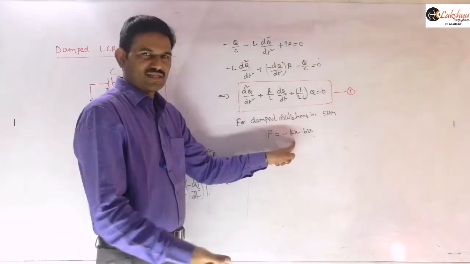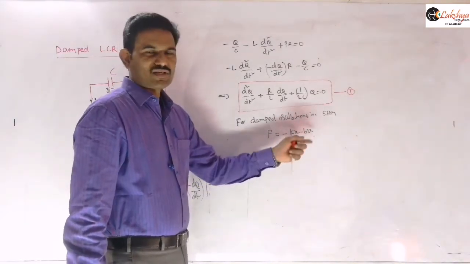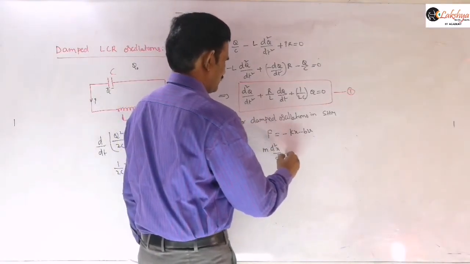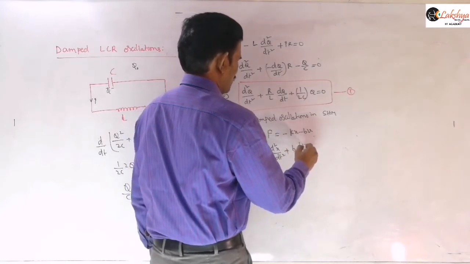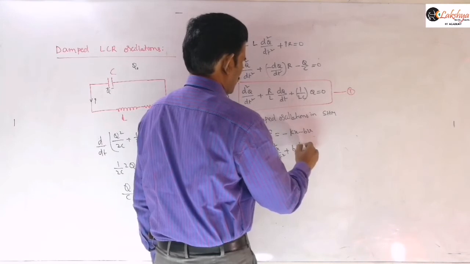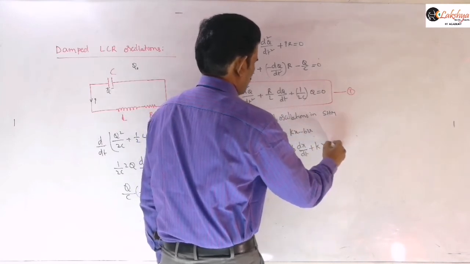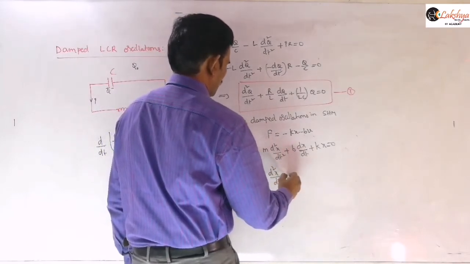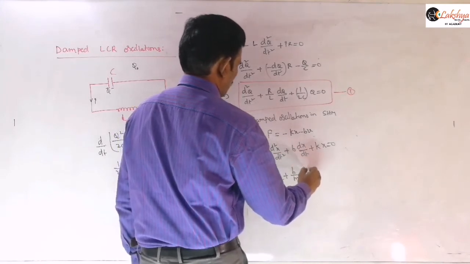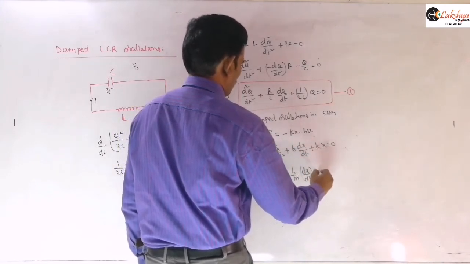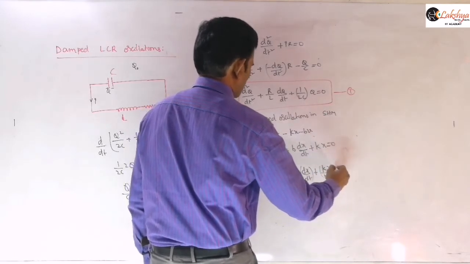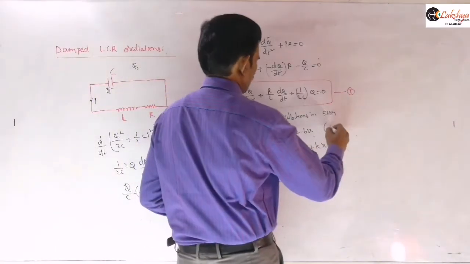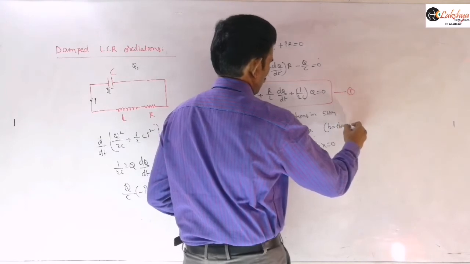So only if minus kx, then it is SHM without damping. If damping is considered, then we need to write that equation like this. So m into d square x by dt square plus b into dx by dt plus kx is equal to 0. And we write this equation as d square x by dt square plus b by m into dx by dt plus k by m into x, that is equal to 0. So you may mention that B is called damping constant.